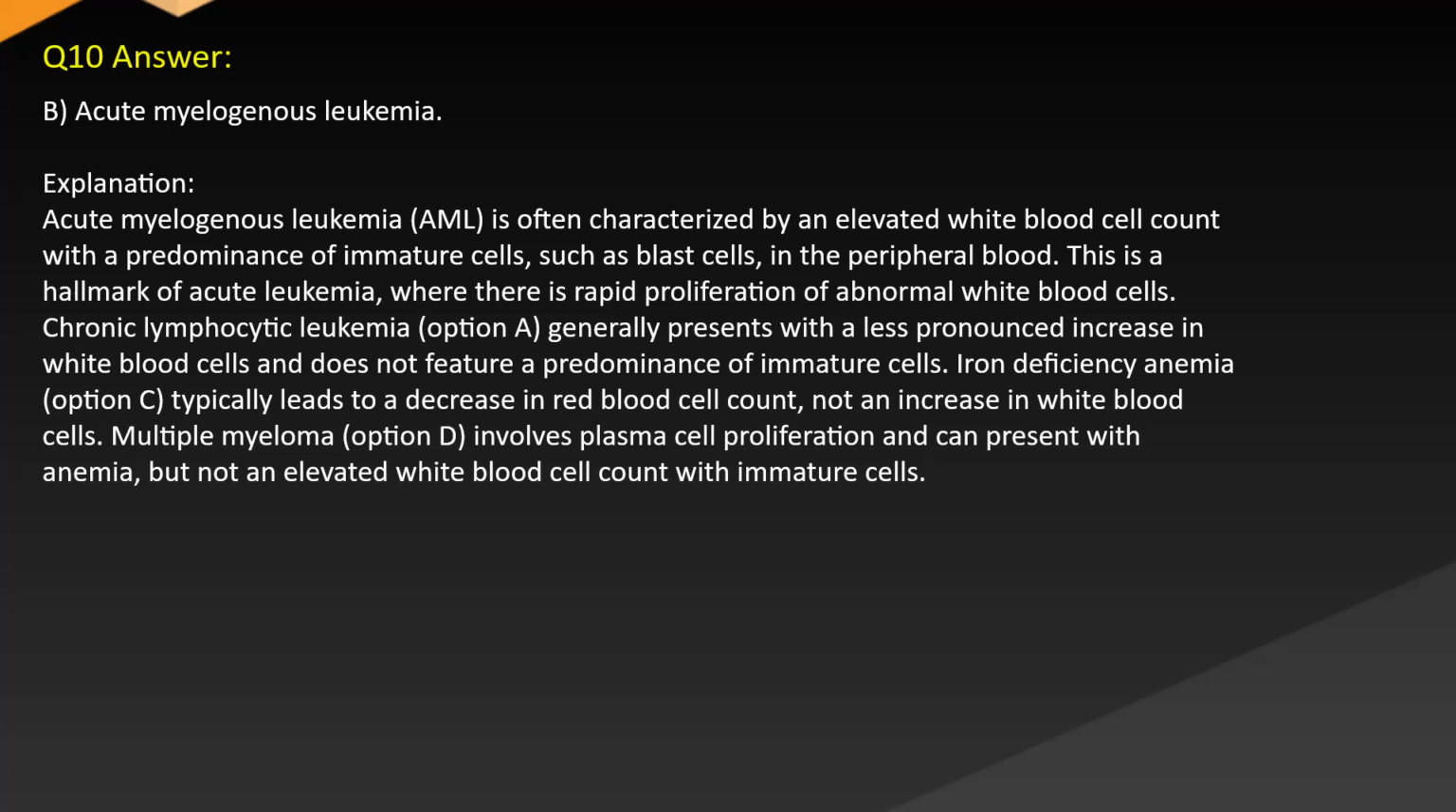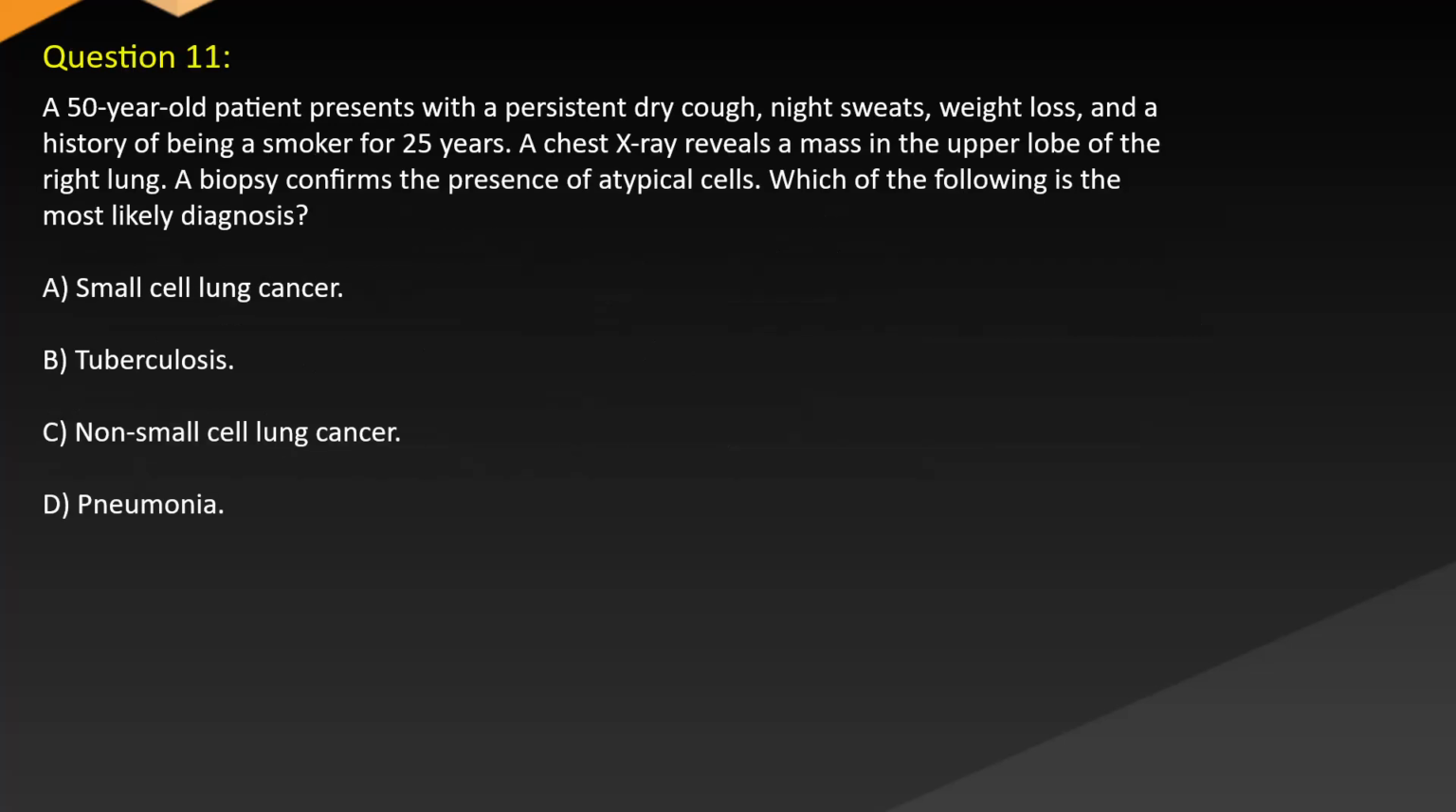Chronic lymphocytic leukemia, option A, generally presents with a less pronounced increase in white blood cells and does not feature a predominance of immature cells. Iron deficiency anemia, option C, typically leads to a decrease in red blood cell count, not an increase in white blood cells. Multiple myeloma, option D, involves plasma cell proliferation and can present with anemia but not an elevated white blood cell count with immature cells.